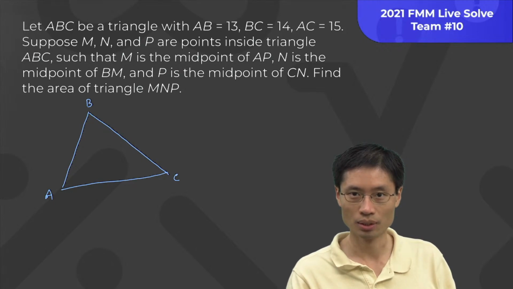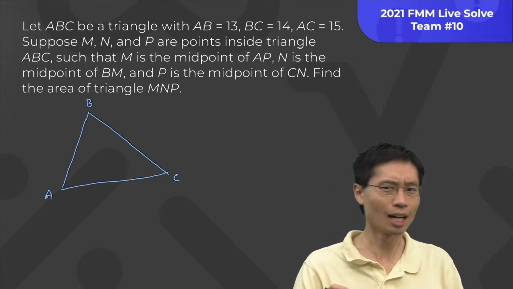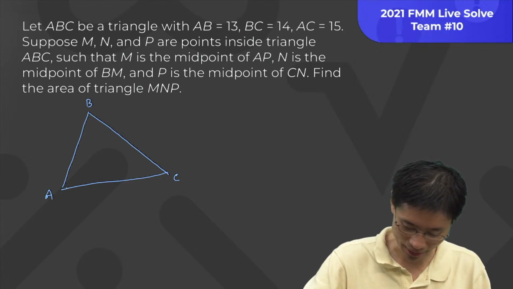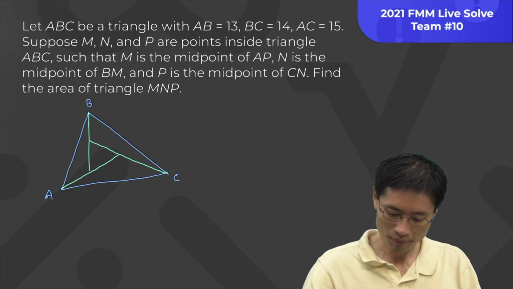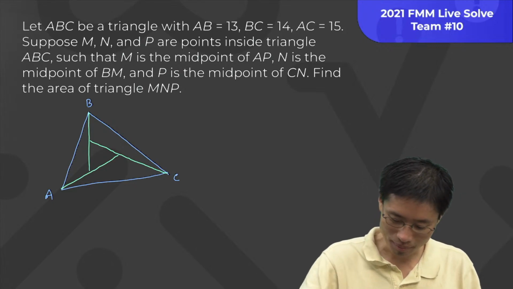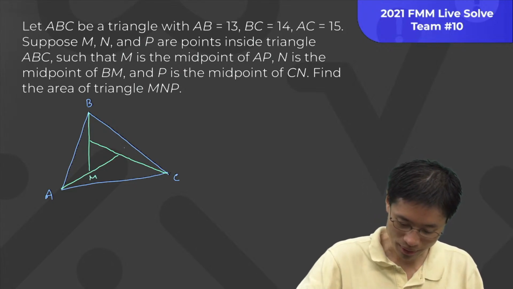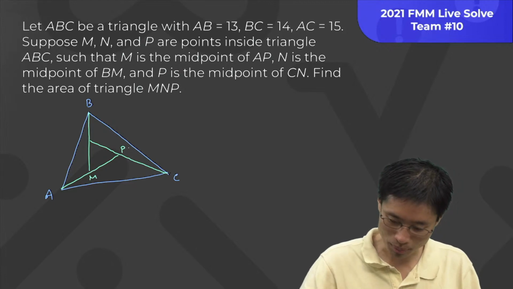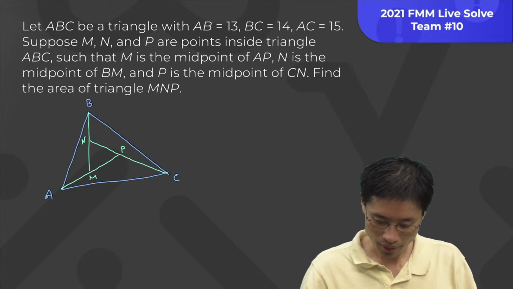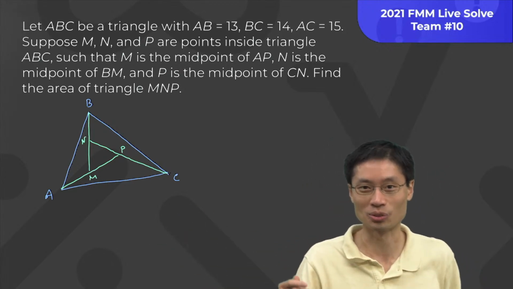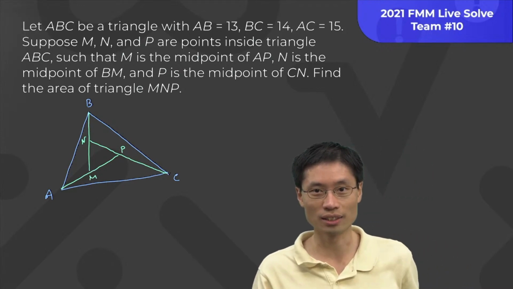P is the midpoint of CN. I'm wondering if it's some kind of twisty thing that looks like this. I'm just going to draw something, and I'm just curious if it looks something like this. So let's see. I'm just wondering if this would work. M is the midpoint of AP. N is the midpoint of BM. And P is the midpoint of CN. Hey, actually it looks right. Okay, so this is what it is. And we need to find the area of triangle MNP.